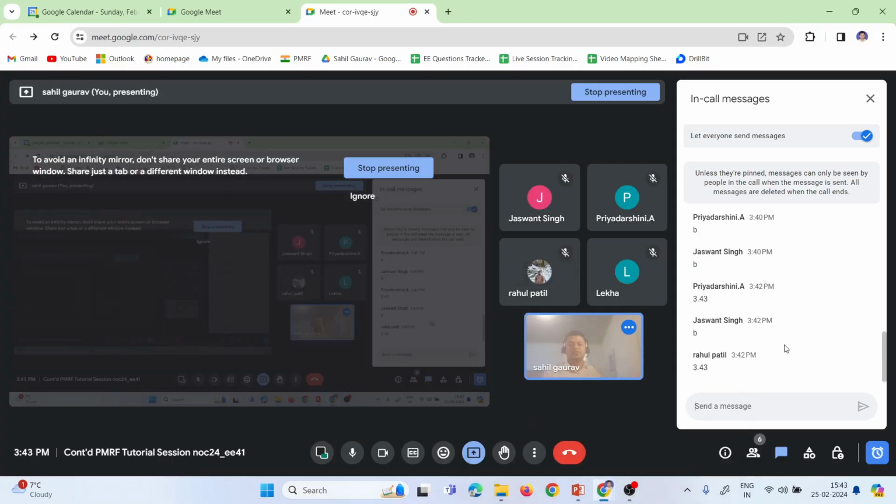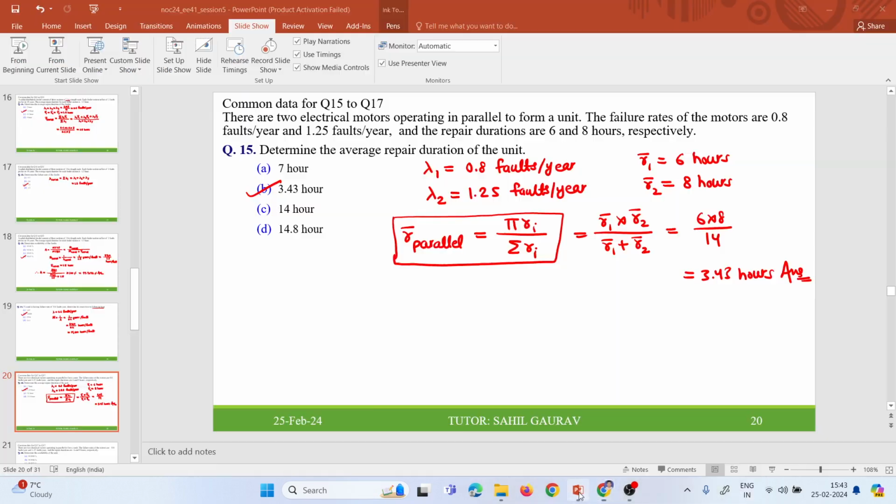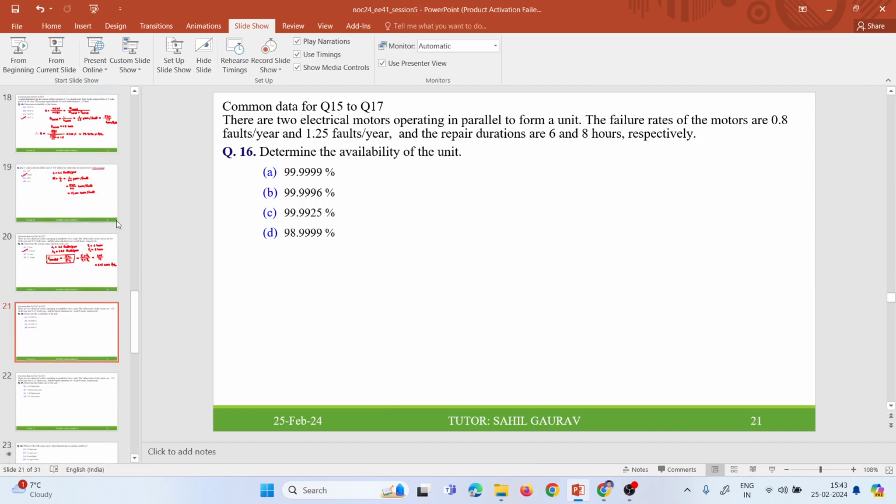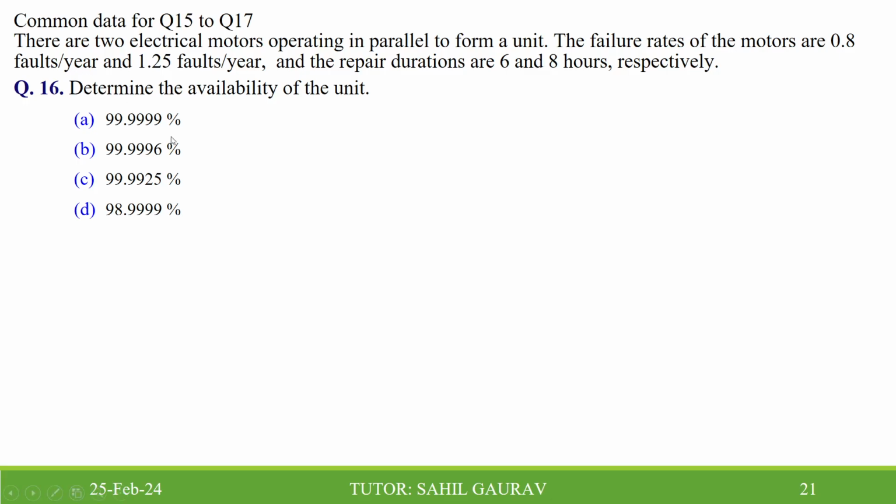Yes, 3.43. All of you are correct, Pidasani. Now move to the next problem. Here we have to find the availability of the unit. So again we will use the same expression. But for finding the availability, we have to find the mean time to failure because we don't know this. So first we will find the mean time to failure of the parallel unit.